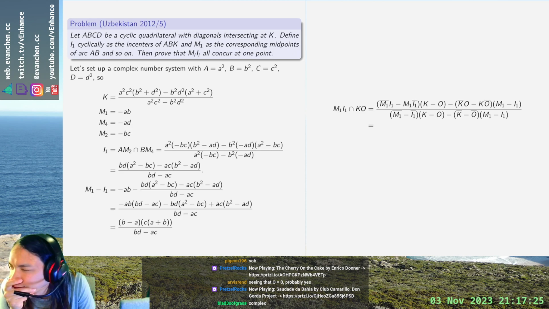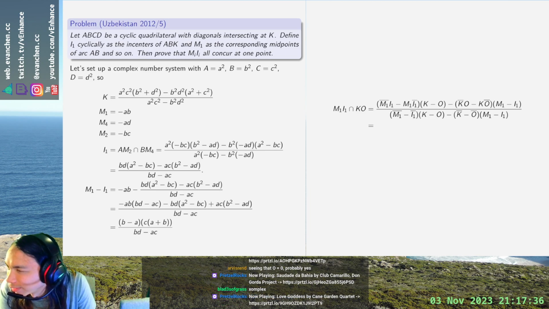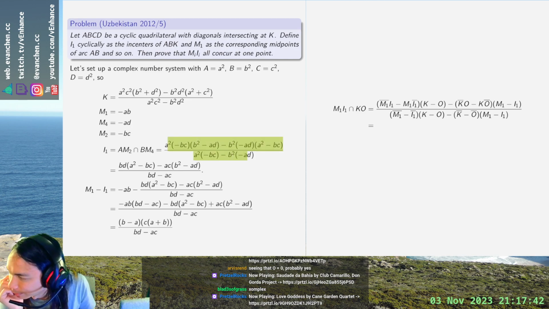I hate this. I am so bad at calculation. B squared, M4, A squared minus BC. That's fine. I haven't even gone into the big expression yet. This is just the left half of the page.